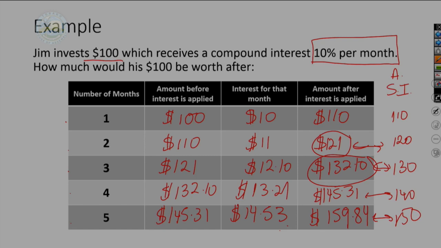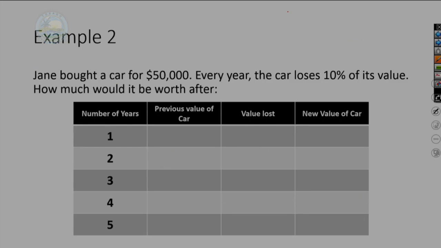Now this year, we realized that the $100 that we started off with would have increased in value. Yeah? We started with $100, and then after 5 months, that same $100 is now worth $159.84. This is what we call appreciation. It is appreciation when the value of our dollar has increased over the time period. Yeah? But what about this one?